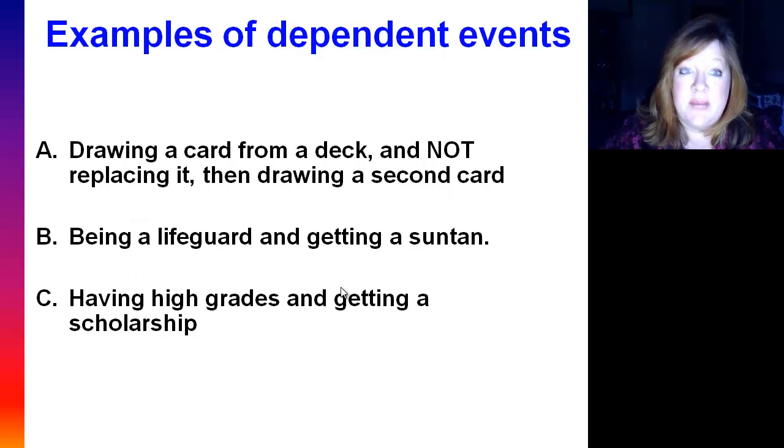So let's do some examples of dependent events. Drawing a card from a deck and not replacing it, then drawing a second card, because that lowers your possible cards when you're picking the second time. Being a lifeguard and getting a suntan. Now that one definitely has a kind of cause-effect relationship, but the first one does not. Having high grades and getting a scholarship. Those are some examples of dependent events. Your book also has some extra examples of those.